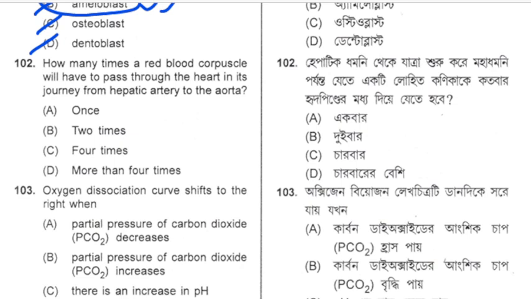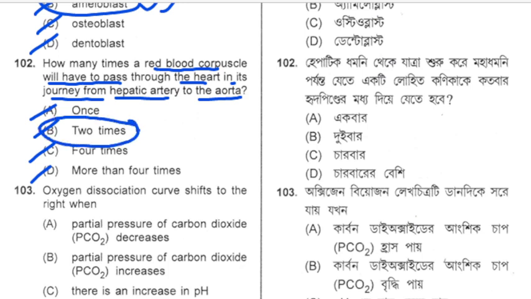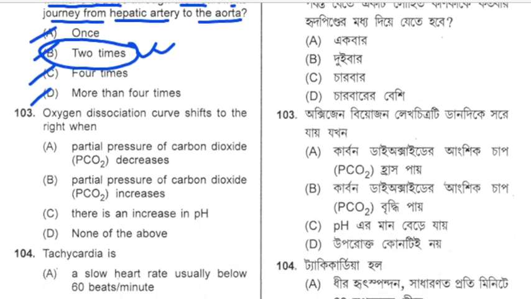Next is how many times a red blood corpuscle will have to pass through the heart in its journey from hepatic artery to the aorta. Once, 2 times, 4 times, more than 4 times. So it will cross the heart 2 times in the journey from the hepatic artery to the aorta.